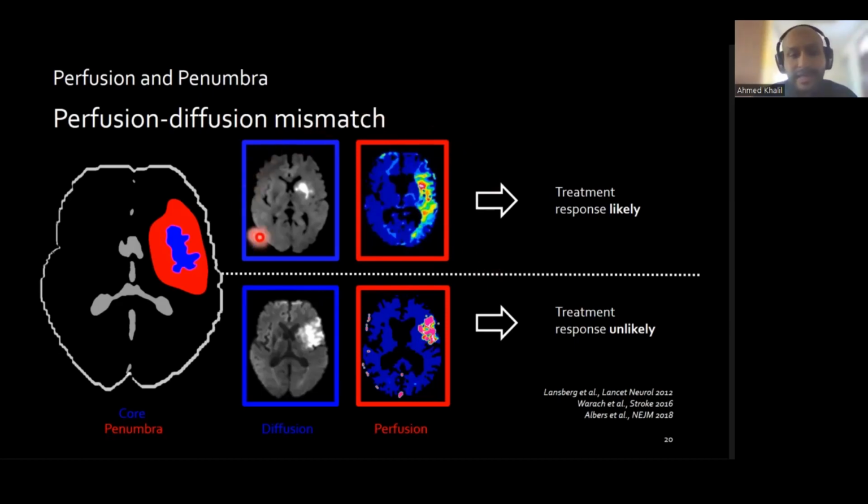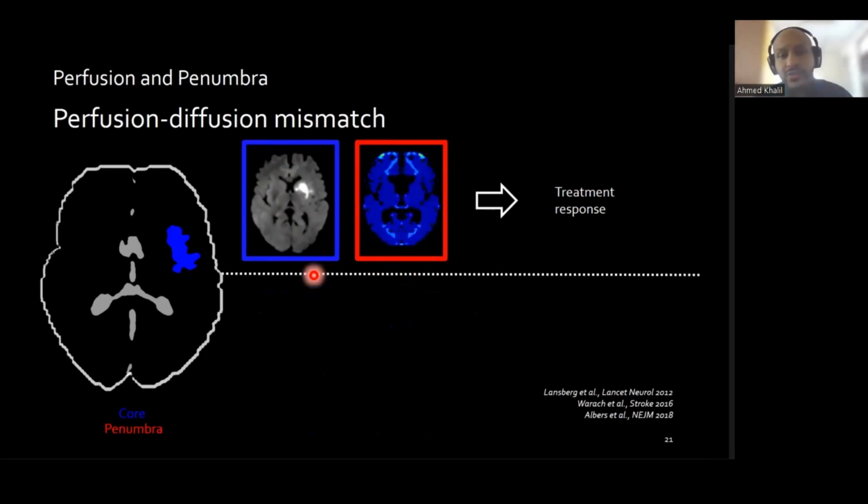And the assumption is that this patient here has a large penumbra, so they have more to gain from this treatment, which is, of course, also not without its own side effects, than this patient here, who essentially has nothing to gain from the treatment.